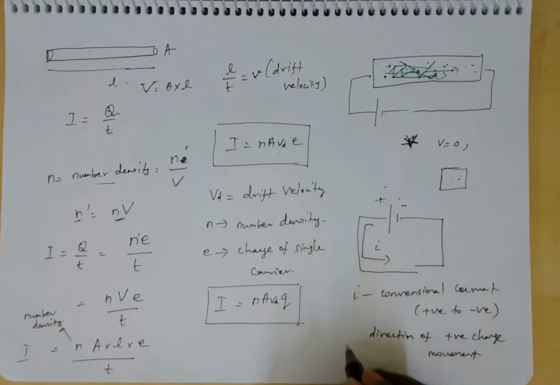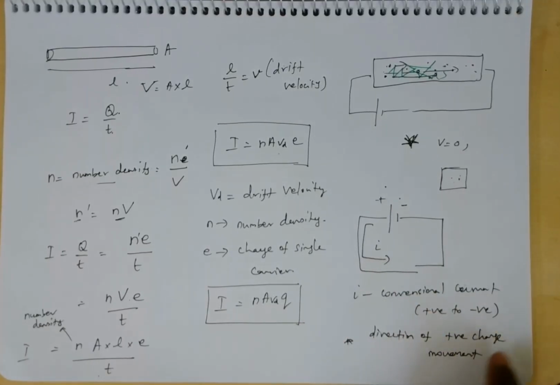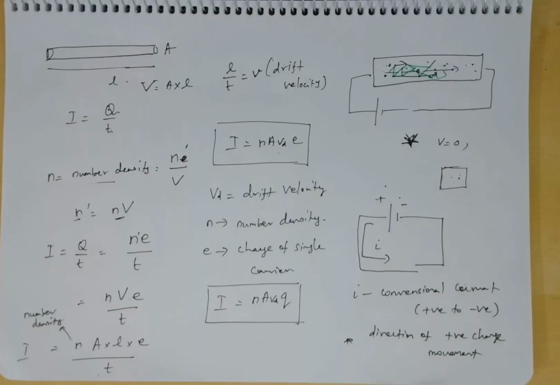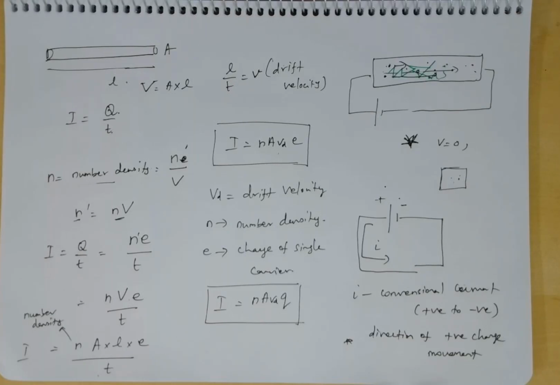This sentence is very important. Conventional current is the direction of the positive charge movement. The opposite is the actual current, the electron. This direction of positive charge movement is very important because whenever you use Kirchhoff's law, whenever you use deflection in a magnetic field, whenever you use Fleming's left hand rule or right hand rule, we always follow the direction of conventional current, the direction of the positive charge.